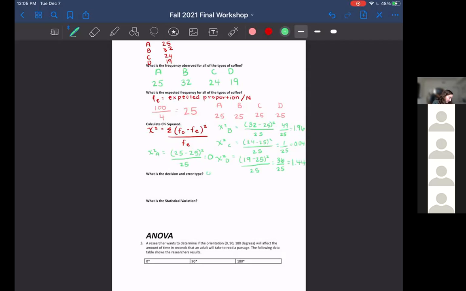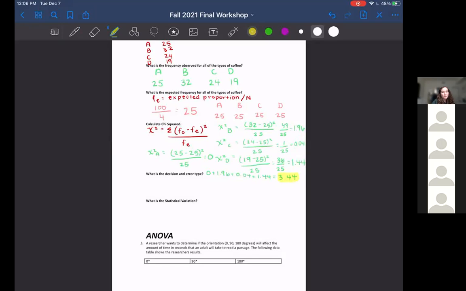So we're gonna add 0 plus 1.96 plus 0.04 plus 1.44. Okay, so what do you get when you add all of those up? 3.44. Good, 3.44. So that is our chi-squared calculated. Let me highlight that. Does anyone have any questions on how we calculated that? No? Okay, so then let's make our decision.